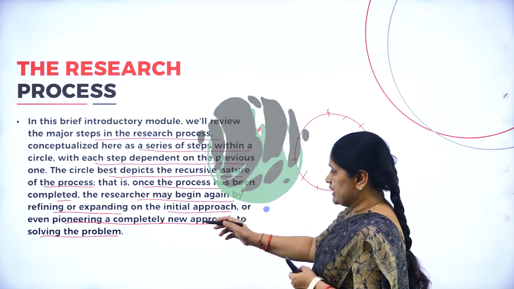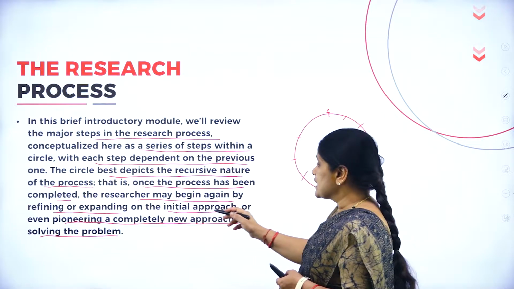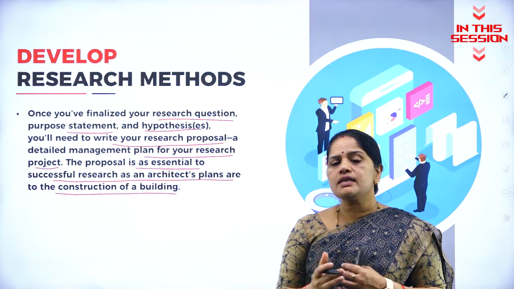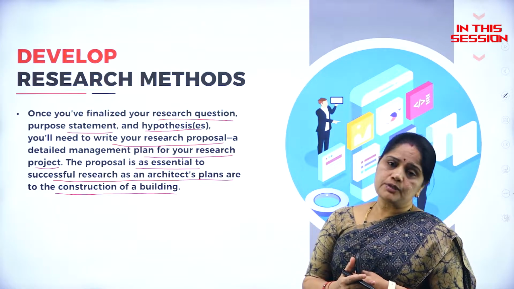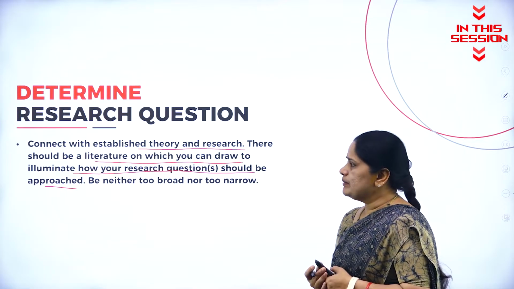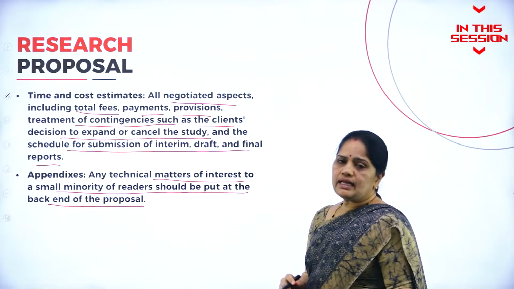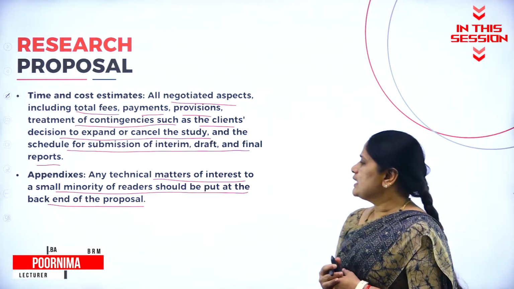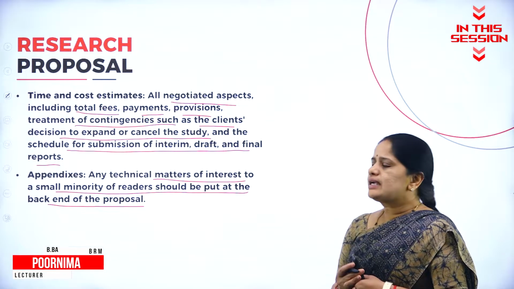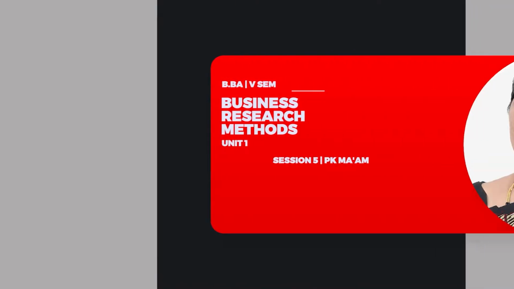Once the process has been completed, the researcher may begin again by refining or expanding on the initial approach. A research proposal becomes the most important thing of a research process. Once we have done the review of the literature, we should be able to connect with the established theory and then research. In the appendix, you should include technical matters of interest, whatever is there, it should be mentioned so that it will be there at the end of the proposal for the readers.